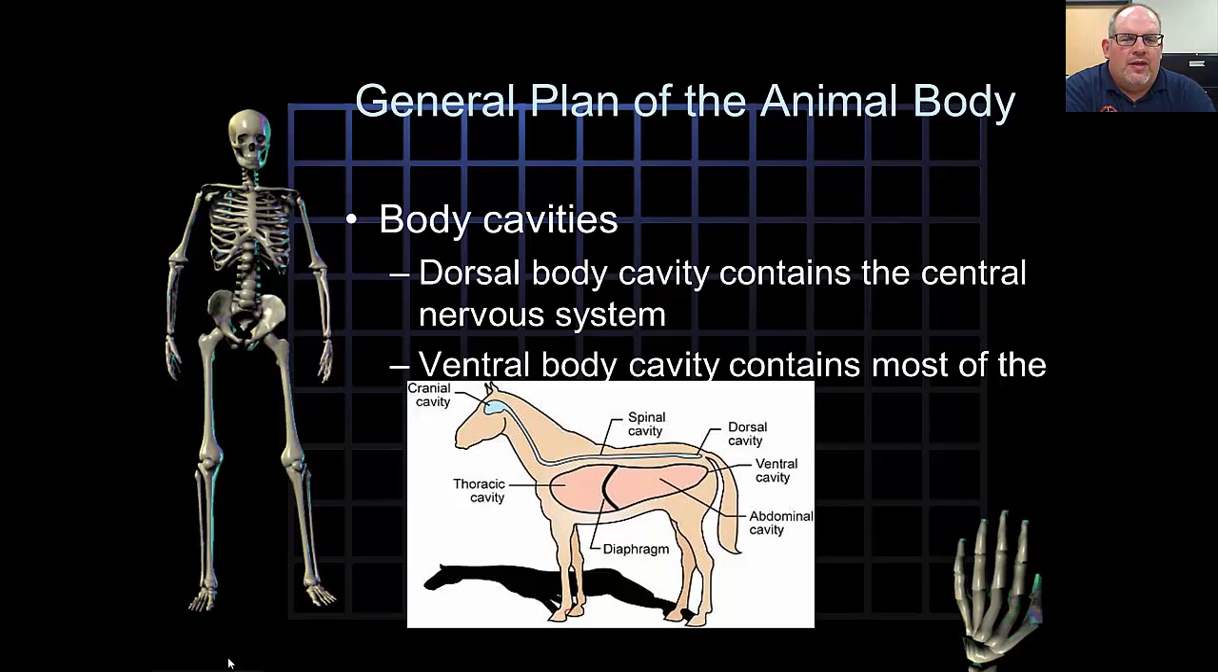And so the dorsal cavity is just one big cavity that's going to hold the brain and spinal cord, and the ventral cavity is actually one large cavity that's split into two separate cavities, which are going to be the thorax and the abdomen.